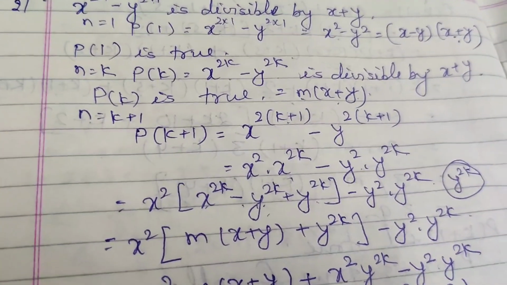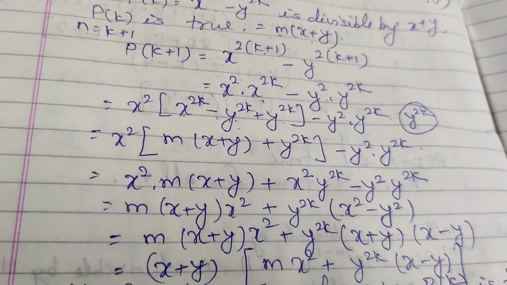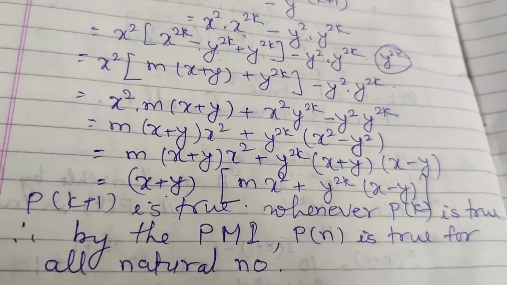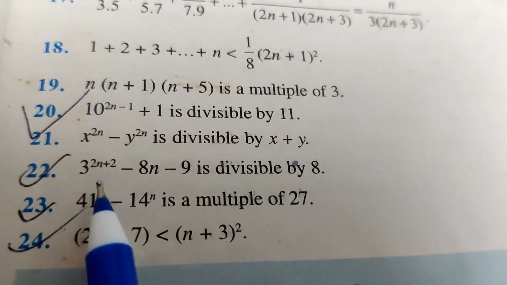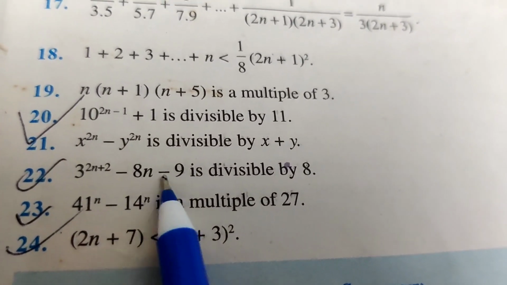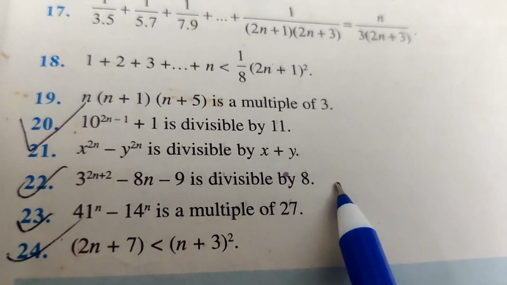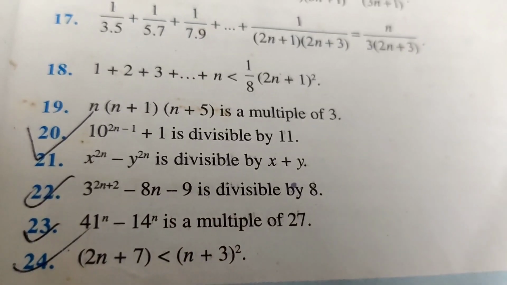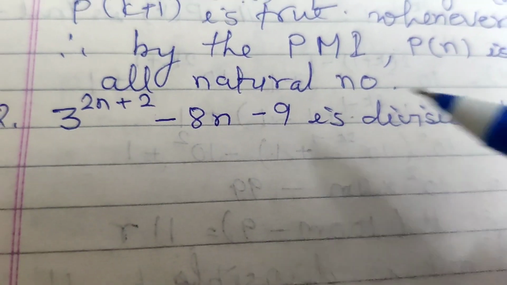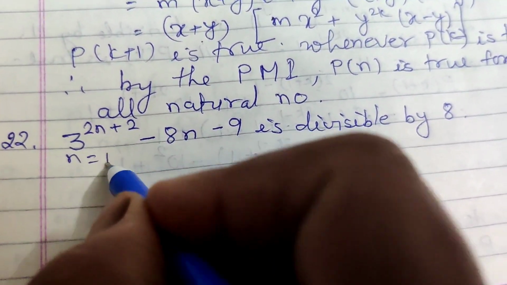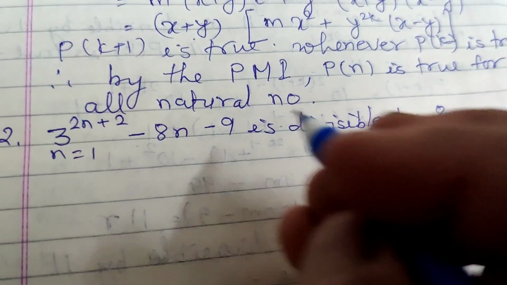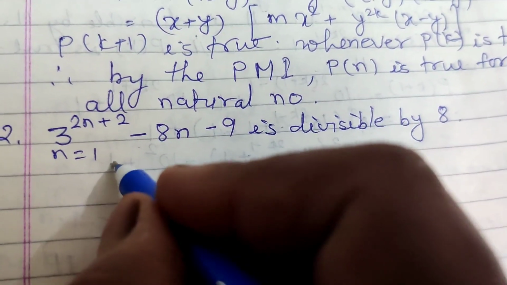Next, question number 22. 3 raised to power 2n plus 2 minus 8n minus 9 is divisible by 8. If it is divisible by 8, it means if n equal to 1, then this will also be divisible by 8. Check for n equal to 1.